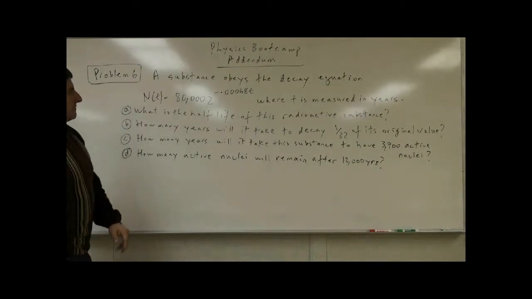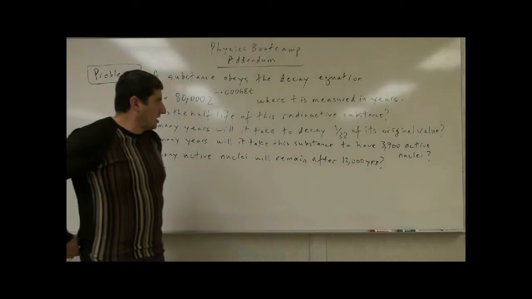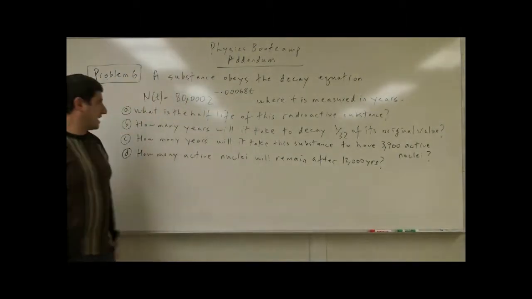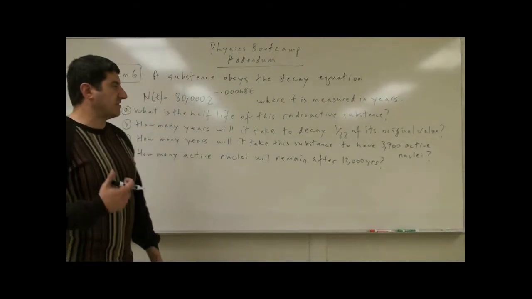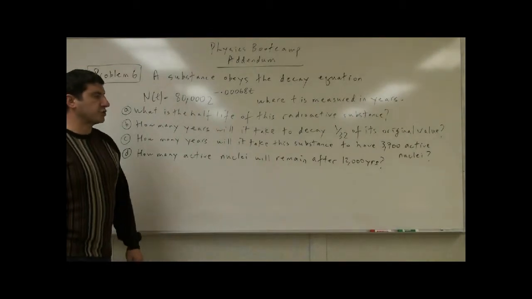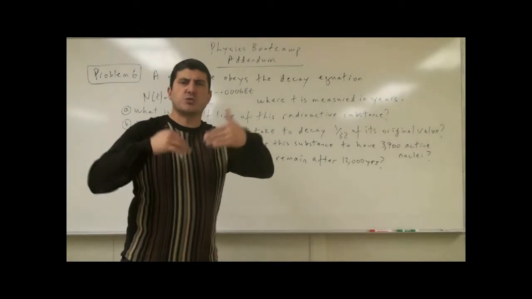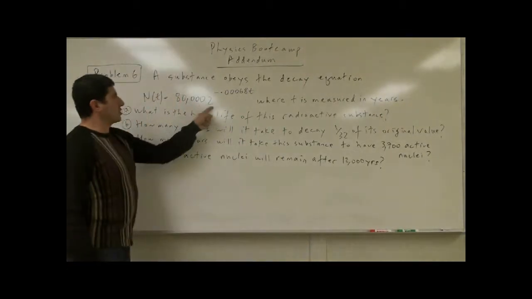A, what is the half-life of this radioactive substance? B, how many years will it take to decay to 1/32 of its original value? C, how many years will it take this substance to have 3,700 active nuclei? And then D, how many active nuclei will remain after 12,000 years? Okay, so it asks you some various questions which are typical of half-life questions. So first of all, it gives you the equation.